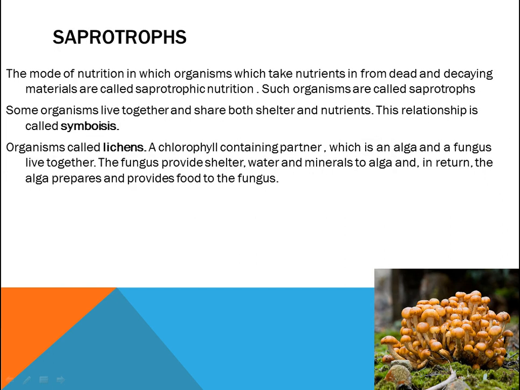Some organisms live together and share both shelter and nutrients. This relationship is called symbiosis. Like organisms called lichens, a chlorophyll containing partner, which is an alga, and a fungus live together. This is called symbiosis. The fungus provides shelter, water, and minerals to the alga, and in return, the alga prepares and provides food to the fungus.